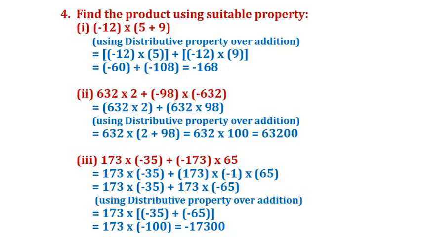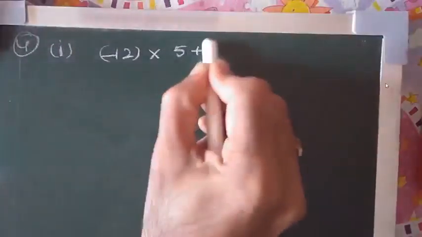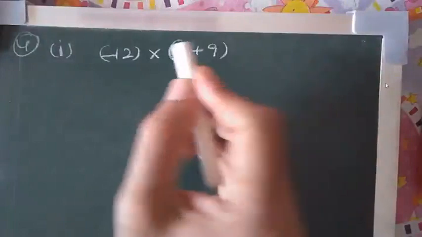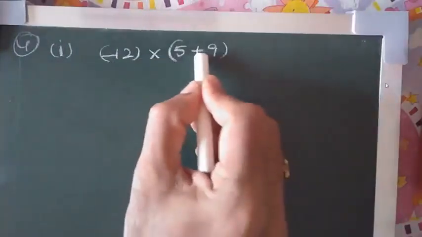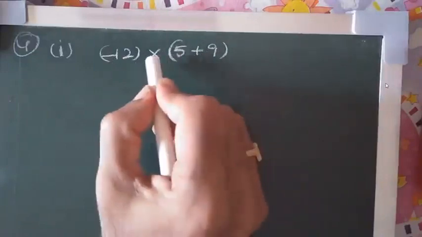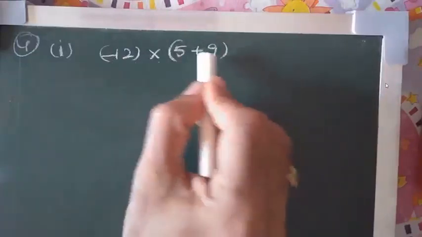Here we are using the properties. In the previous ones, we just conveniently multiplied by taking any order of the numbers. So next one, the fourth one, first is minus 12, we have to multiply with 5 plus 9. Observe here which property is this. This is the distributive property of multiplication over addition, because plus is there in between.